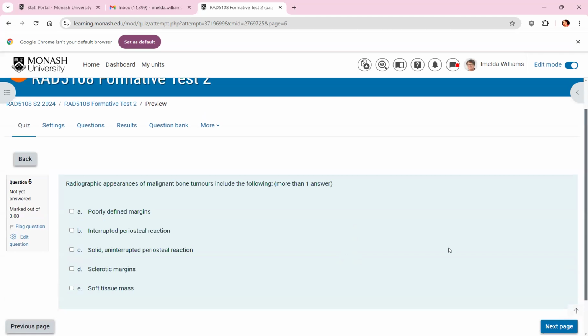And then question 6 is again a multiple answer MCQ. So which of these appearances are in keeping with malignant bone tumors? And that, of course, is poorly defined margins, interrupted periosteal reactions, and soft tissue mass. So there's again 3 answers there, each equaling 1 mark.